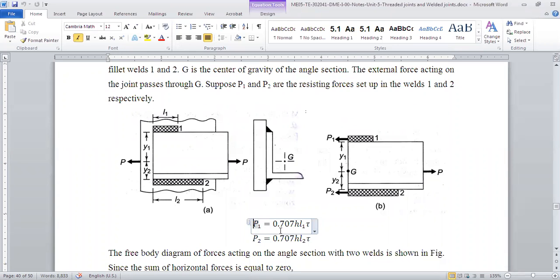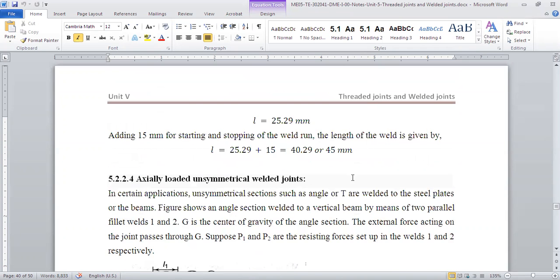Load is equal to 0.707 h L1 t. If L1 is equal to L2, then we simply put 2 into 0.707 h L t, and that time it is twice. Your strength is double compared to one weld. So it is very straightforward. But since the areas are not the same, the load taken by one will be different than the load taken by two. You agree? Since the areas of the welds are different, that's why it is called asymmetric.